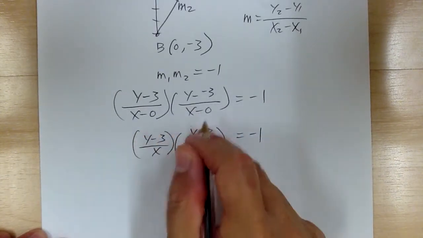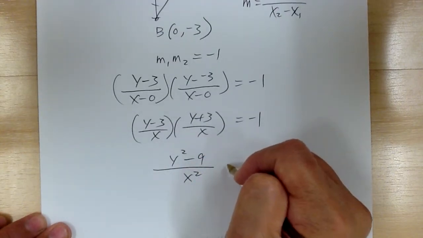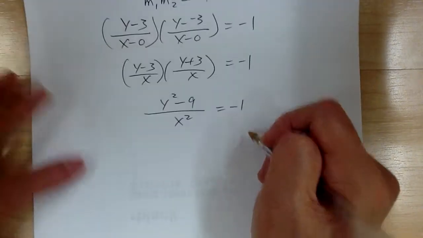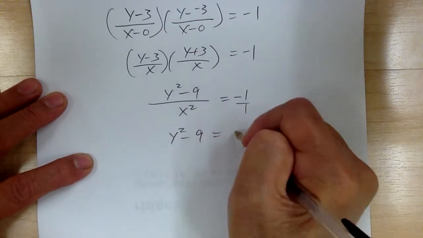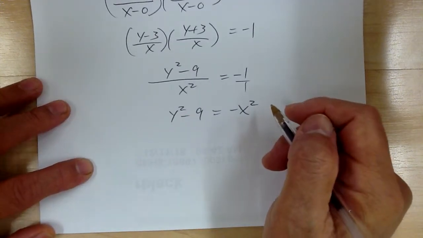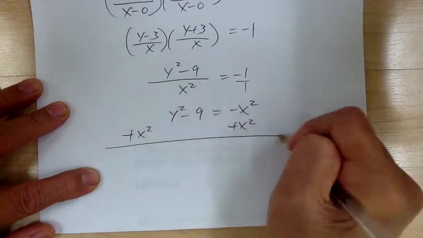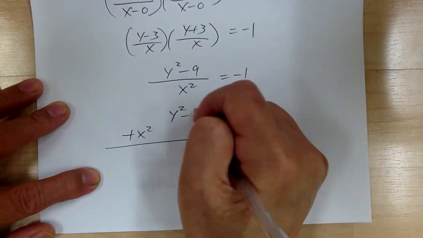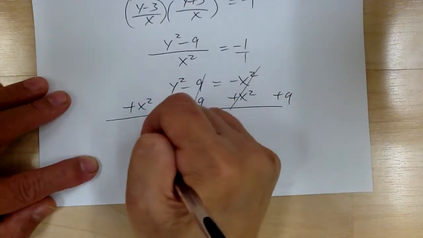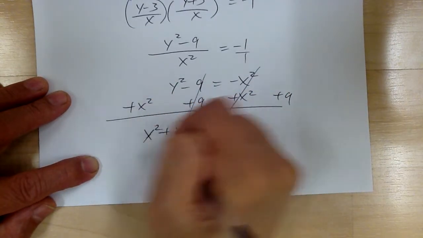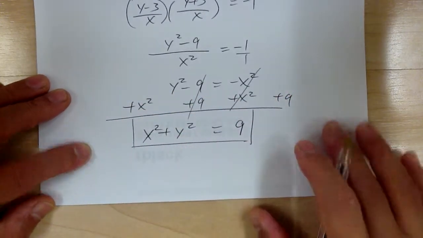Multiply out. Now this is conjugate. So when you multiply, you get y² - 9. And on the bottom, you get x². Cross multiply, right? This is over 1. So cross multiply, you get y² - 9 equal to -x². And I'm going to move things around. So plus x² on both sides to cancel out, and I'm going to move the number to that side. So plus 9 to take care of that. So I get x² + y² is equal to 9. Okay, and so that is the equation of the circle.